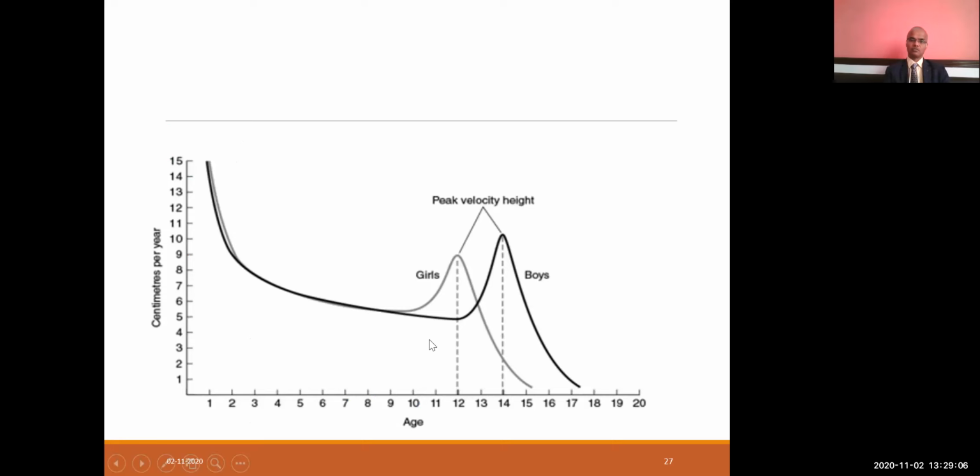This graph shows the growth spurts. In girls, it takes around 12 years, and in boys, it occurs at 14 years. So it is called the peak height velocity. Means at this time, the growth is at peak. Means there is a maximum growth spurt, maximum growth rate. You can see here that it precedes in girls, which occurs at 12 years of age, and in boys it occurs at 14 years of age.